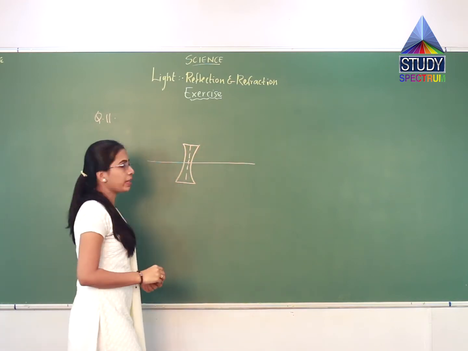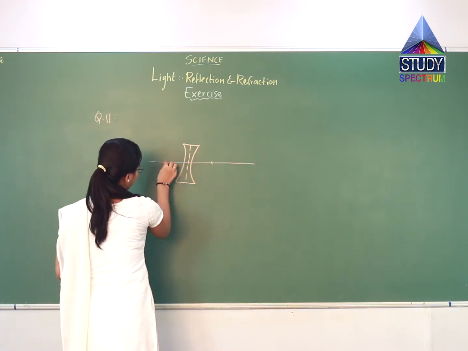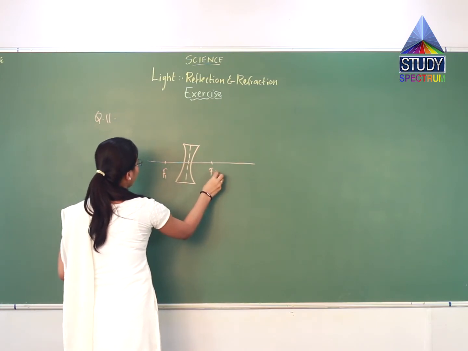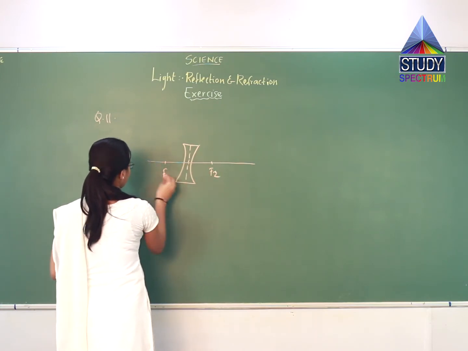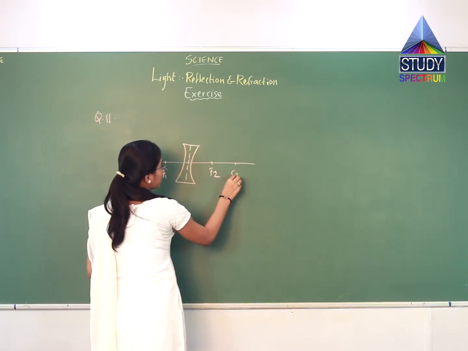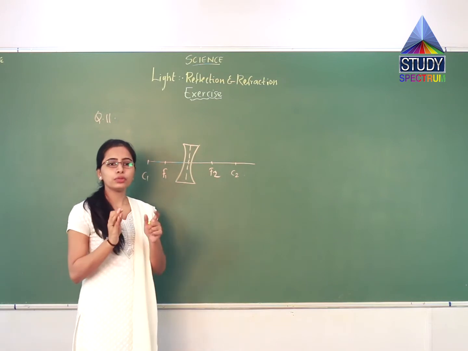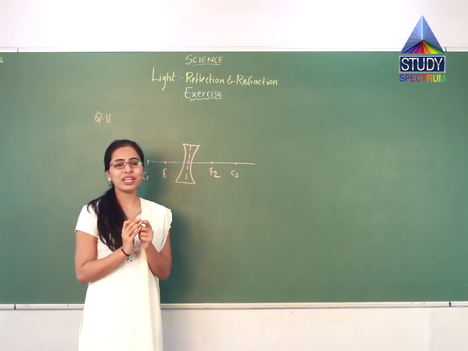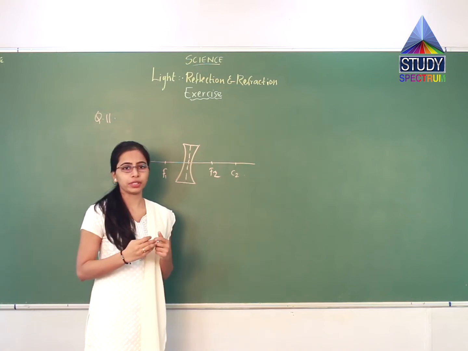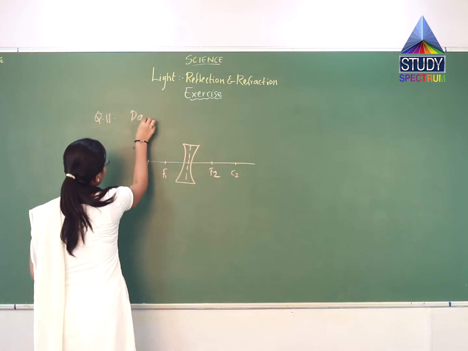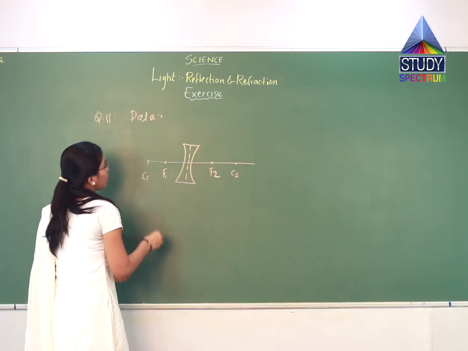This is the principal axis. We have two foci here, two centers of curvature. Now you know that for the concave lens, image is formed on the same side of the mirror. So that's why the distance which is given, let us write down the data here.